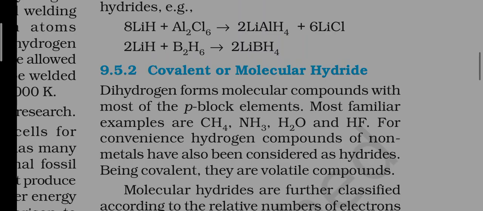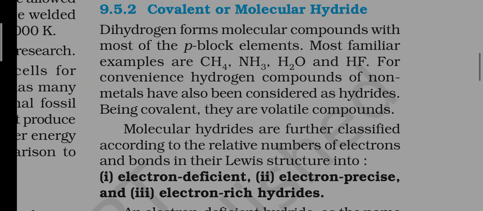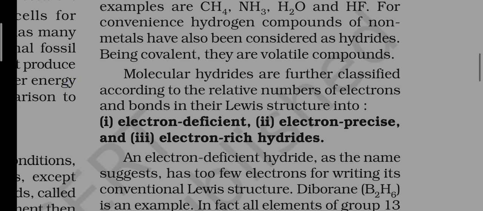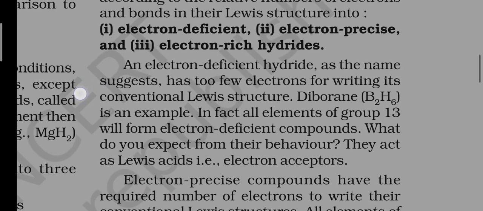Next is covalent or molecular hydride. Dihydrogen forms molecular compounds with most of the p block elements. Most familiar examples are methane, ammonia, water and hydrogen fluoride. For convenience, hydrogen compounds of non-metals have also been considered as hydrides. Being covalent, they are volatile compounds. Molecular hydrides are further classified according to the relative number of electrons and bonds in their Lewis structure into electron deficient, electron precise, and electron rich hydrides.